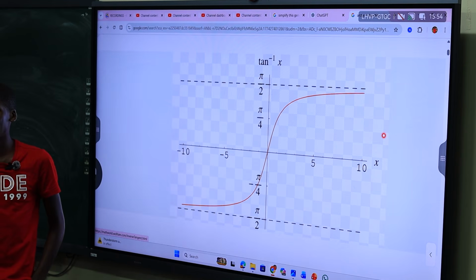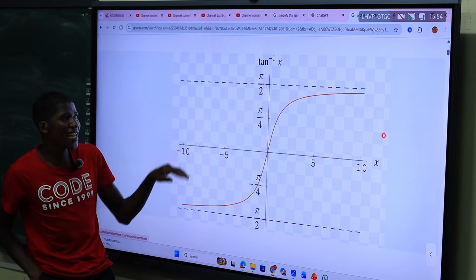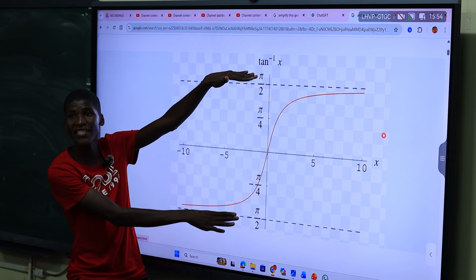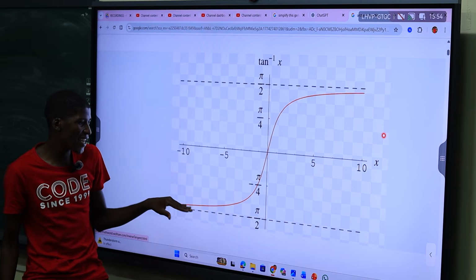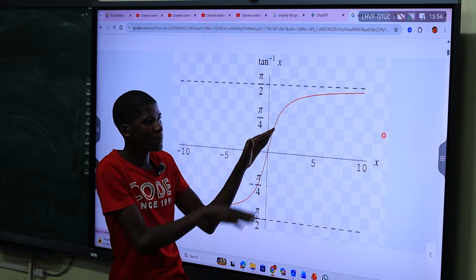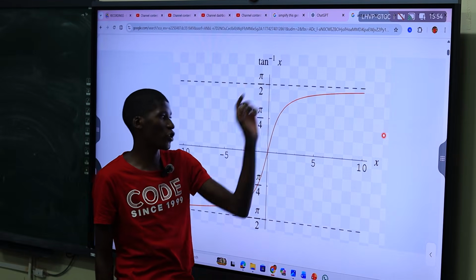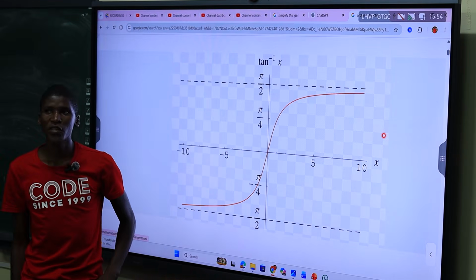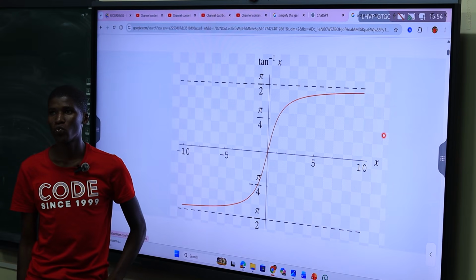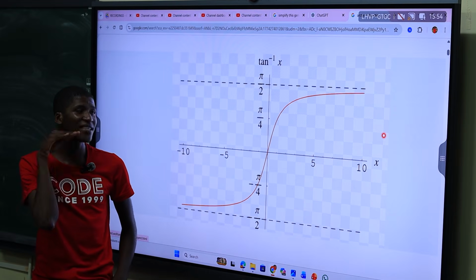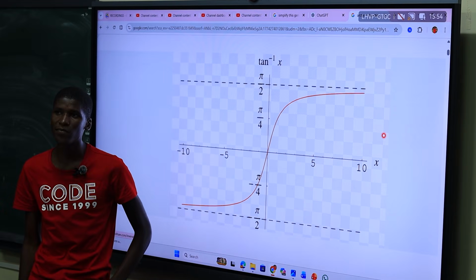All right, this is arctan x. This is the function arctan x. Do you see that arctan x exists between a range of pi over 2 and negative pi over 2? So arctan x, as the numbers become bigger and bigger as x goes to infinity, approaches pi over 2. So it approaches pi over 2. That is its horizontal asymptote.